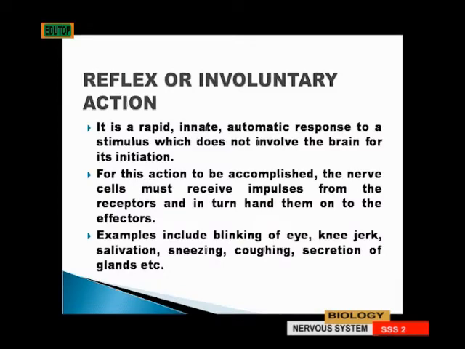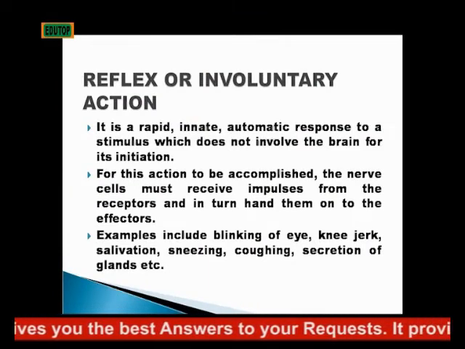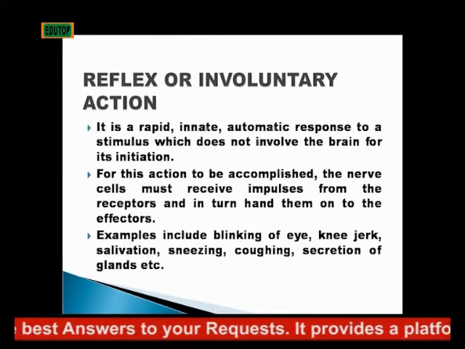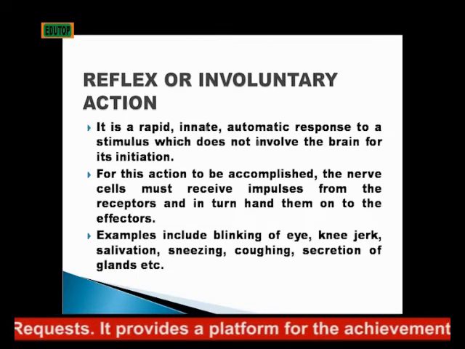For these actions to be accomplished, the nerve cells must receive impulses from the receptors and in turn hand them on to the effectors. Examples of reflex or involuntary action include the blinking of the eye. Sometimes something wants to touch your eye and you just blink. Your knee jerk. Sometimes you just feel a force in your knee and you just jerk. You don't do that yourself. Then salivation, maybe while you are sleeping. Sneezing is not something you plan. You just discover that you sneeze. Coughing and secretion of glands are also examples of reflex or involuntary action.